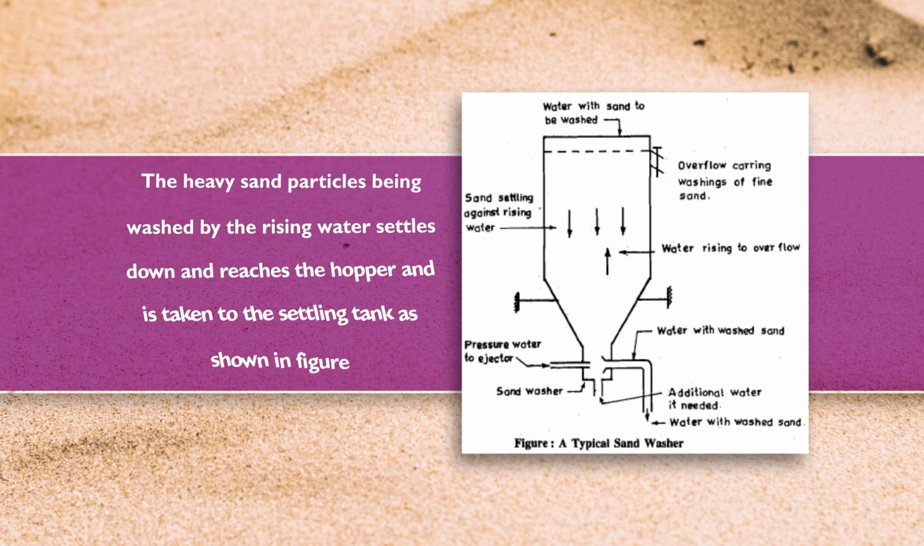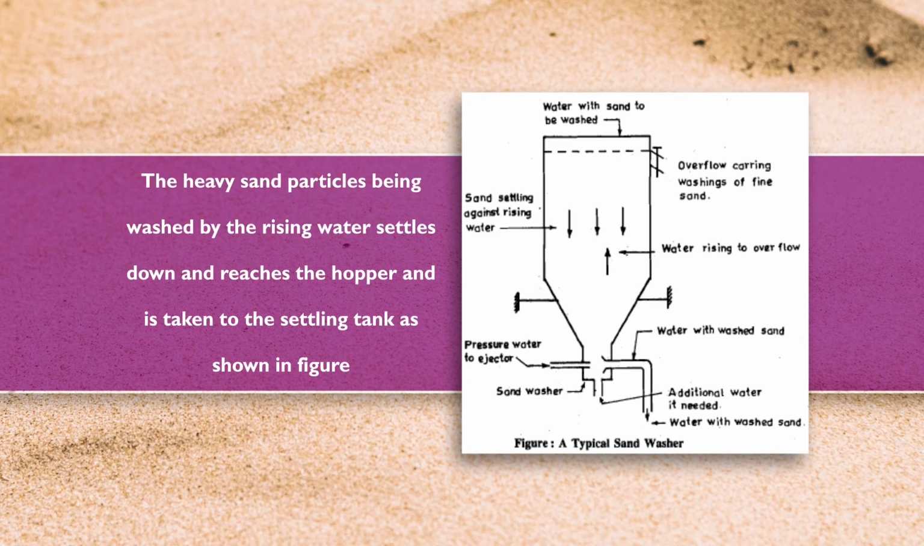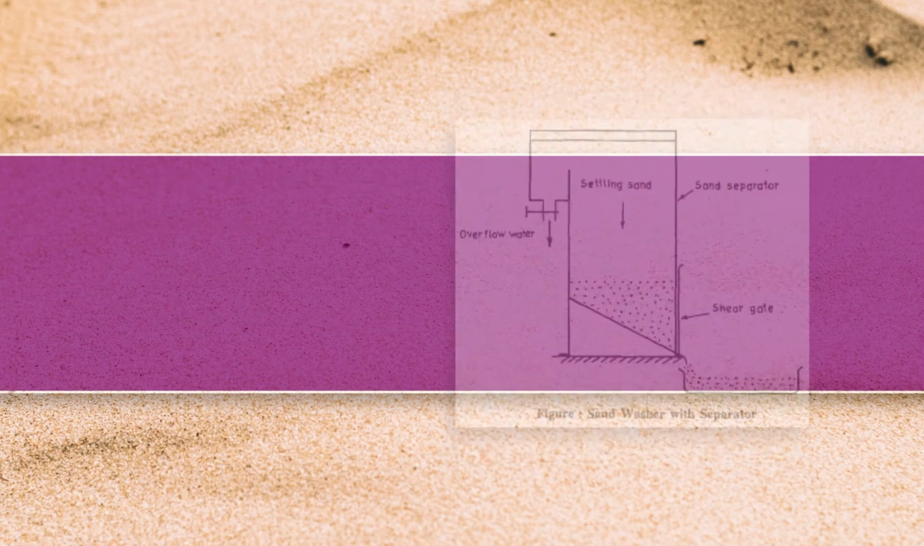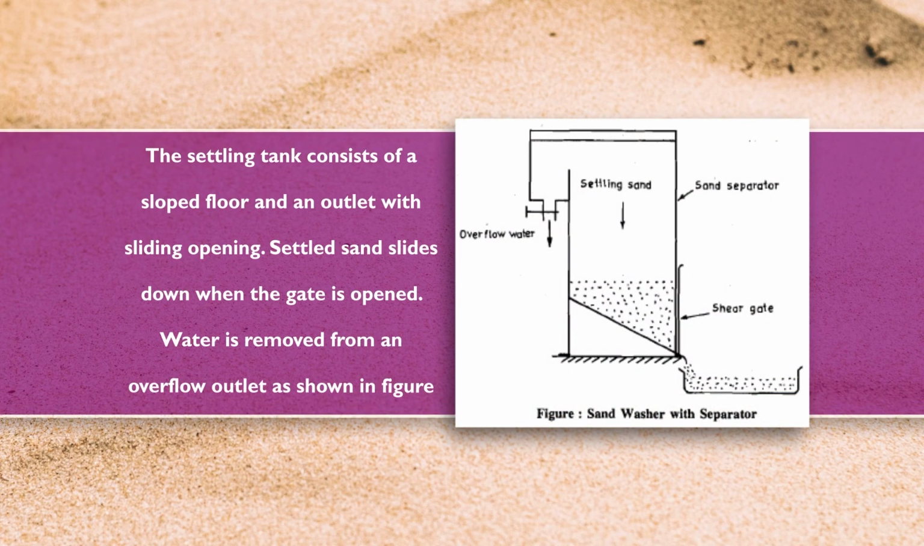The heavy sand particles being washed by the rising water settle down, reach the hopper, and are taken to the settling tank as shown in the figure. The settling tank consists of a slope floor and an outlet with sliding opening, as we are seeing in the figure. Settled sand slides down when the gate is opened. Water is removed from an overflow outlet as in the figure.